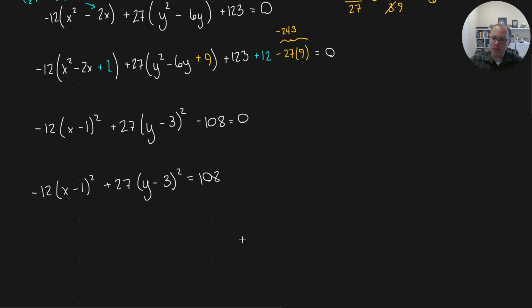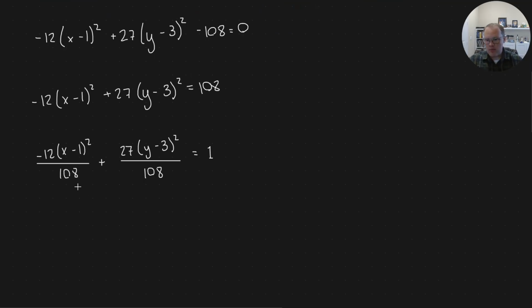And then I'm going to divide both sides of the equation by 108. That gives me the 1 that I need on the right-hand side. And on the left-hand side, negative 12 times (x minus 1) squared over 108 plus 27 times (y minus 3) squared over 108. Now remember, I need the numbers in front of the (y minus 3) squared and the (x minus 1) squared to be 1. So I need to deal with the negative 12, and I need to deal with the 27.